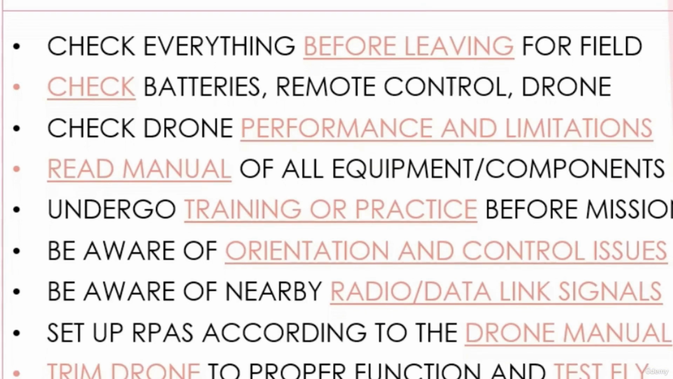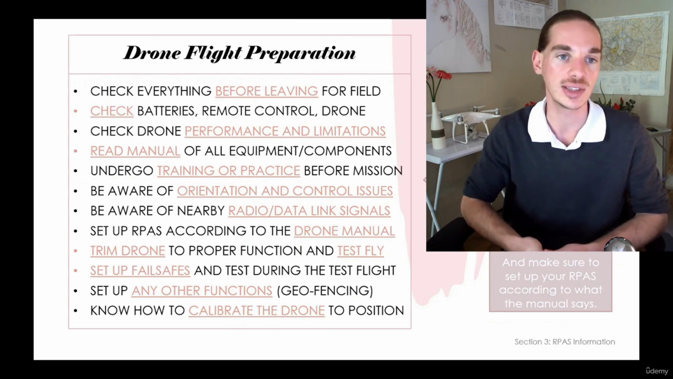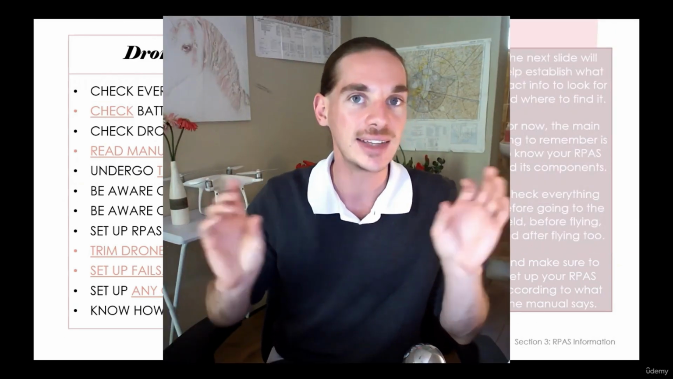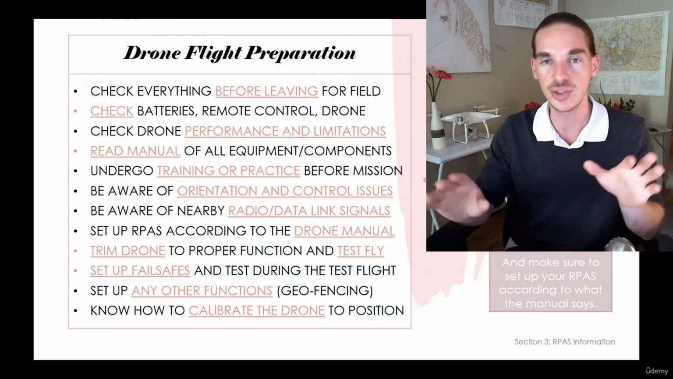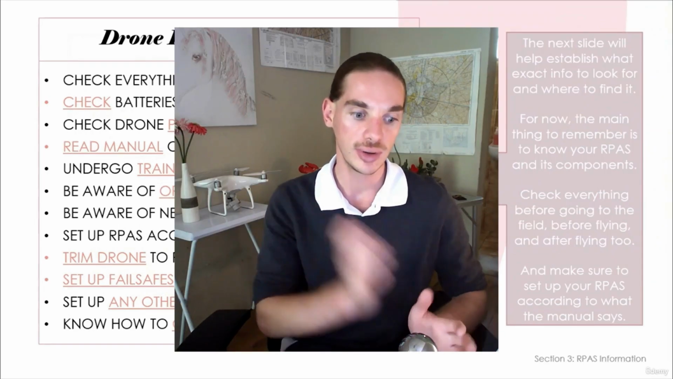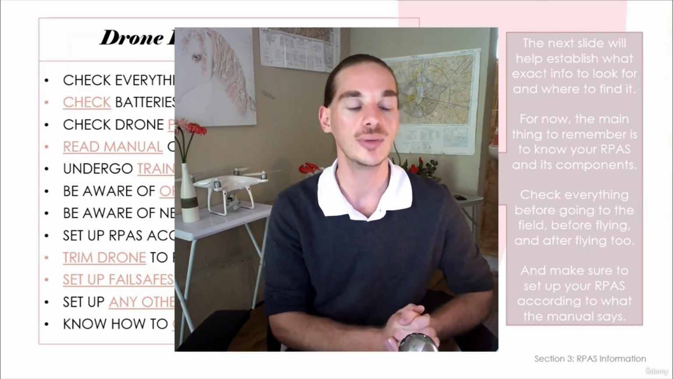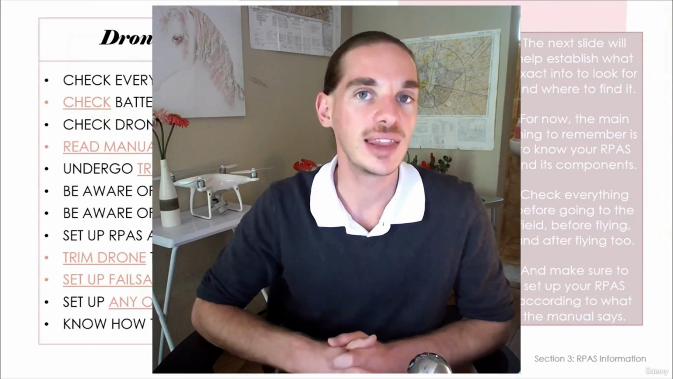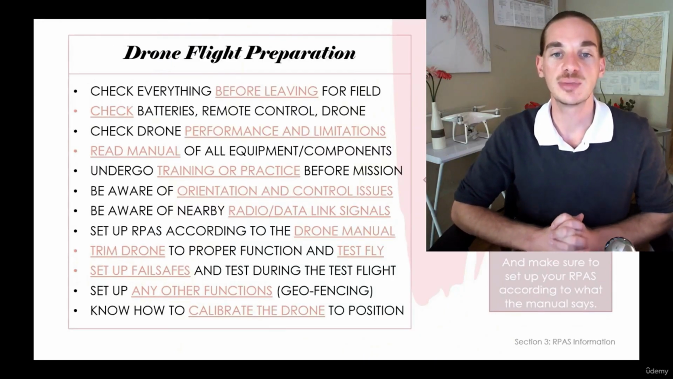You read manuals. You read the manual of all the equipment and all the components. Your battery has its own manual. Your remote control has its own manual. Antennas will have their own manual. If you can find a manual for every single thing you have, kudos to you. If you buy something and it comes with the manual, keep that manual with you. Have it when you fly. If you don't have that manual, you can find the information you need on websites online. You can even find the manuals online if you do some digging. You need to undergo the training or practice before the mission.